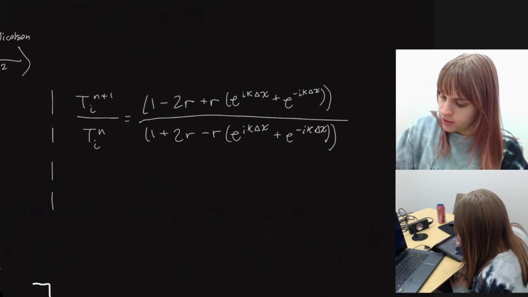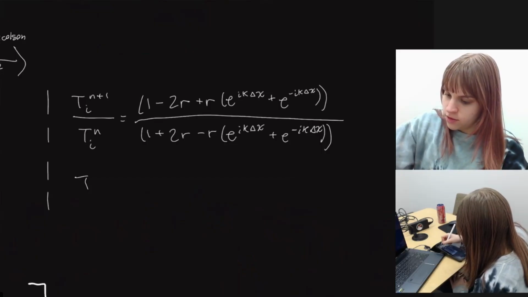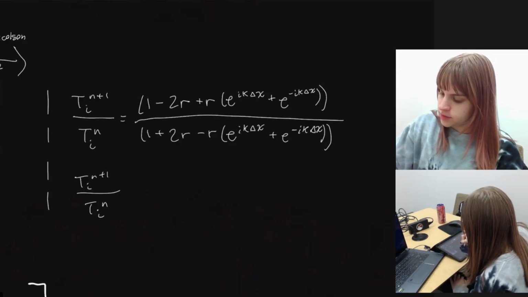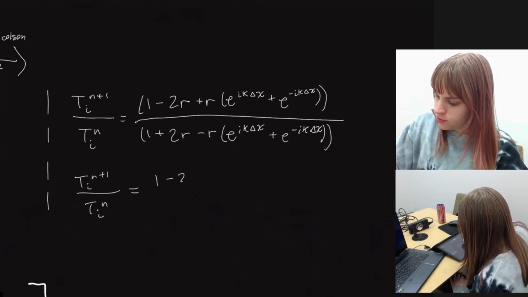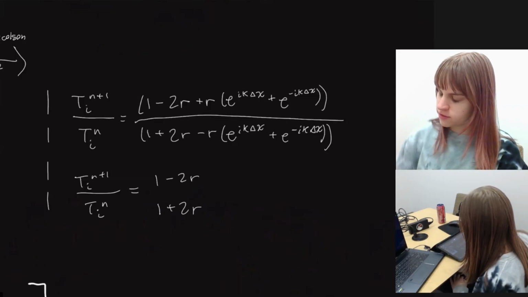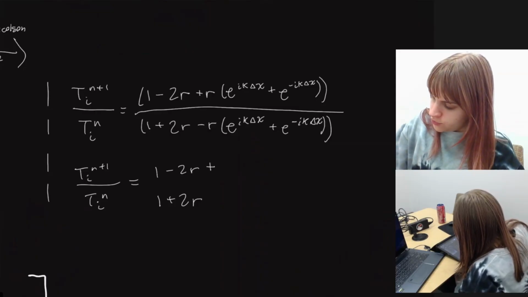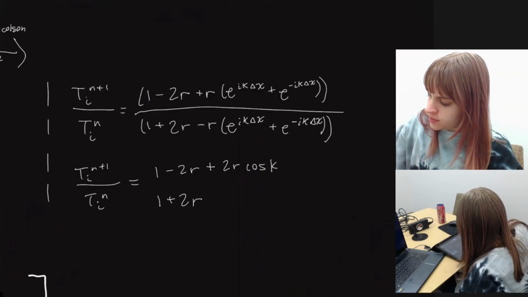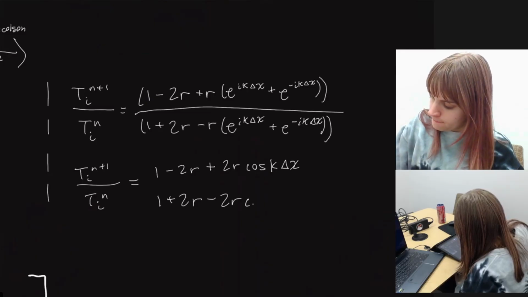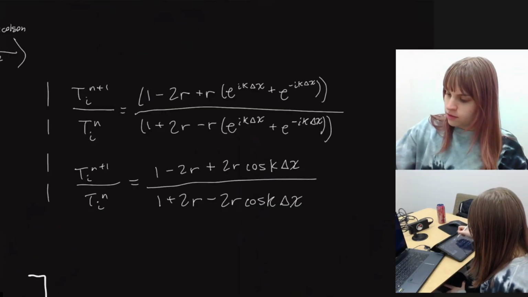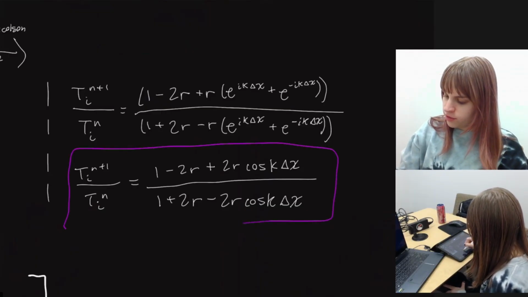And then we know that we can write this in terms of cosine. So I'll rewrite that with 1 minus 2r still, 1 plus 2r still. But up here we have plus 2r cosine, make sure I have that k in there this time, k delta x. Same thing on the bottom, but it's negative. And so this is what we end up with.